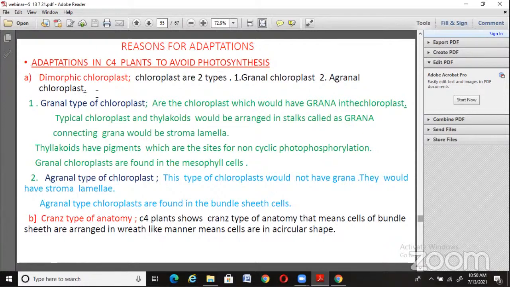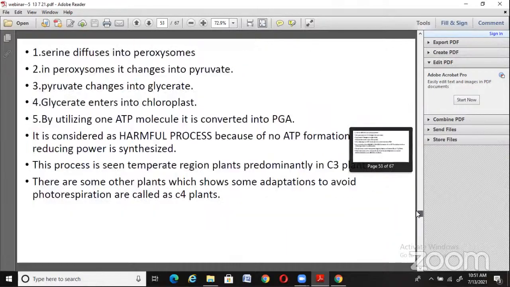Now let us see the granal type of chloroplast. What is grana, and how are these chloroplasts called granal type of chloroplasts? Before that, we should have an idea about the structure of chloroplast. Yes, you know the structure of chloroplast.